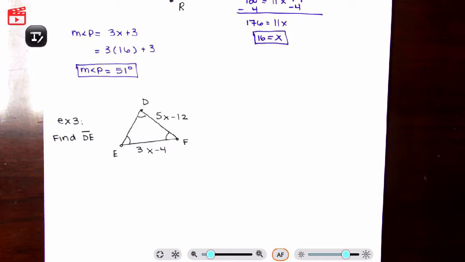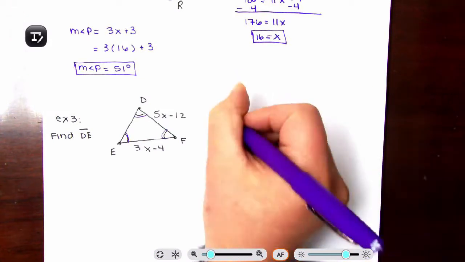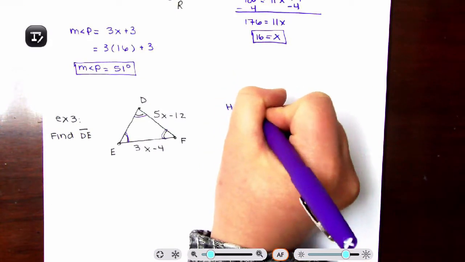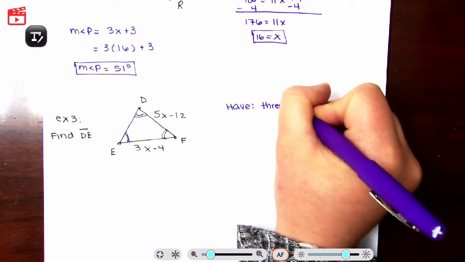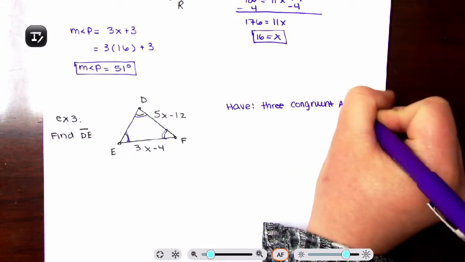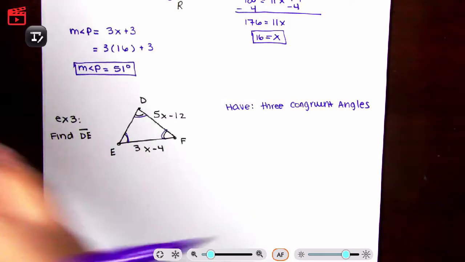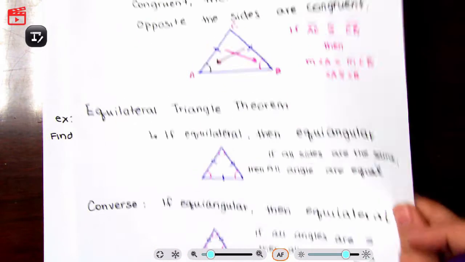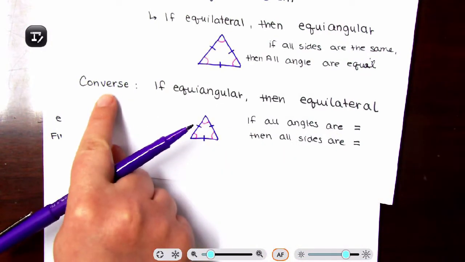Moving on to example number 3. In example number 3, I am noticing we have 1, 2, 3 congruent angles. And what does that mean? Looking again at my cheat sheet, if all angles are equal, that means we're using the converse theorem of the equilateral triangle.